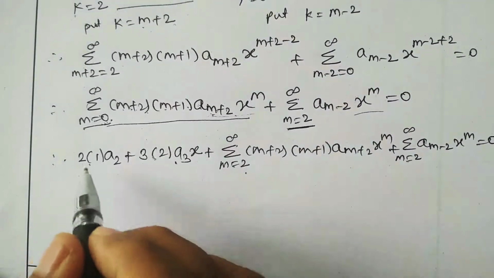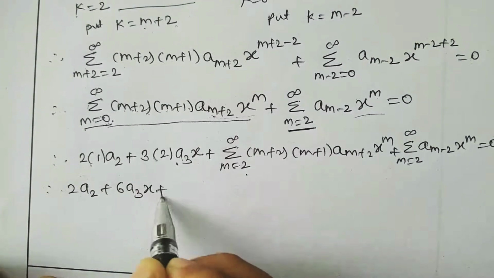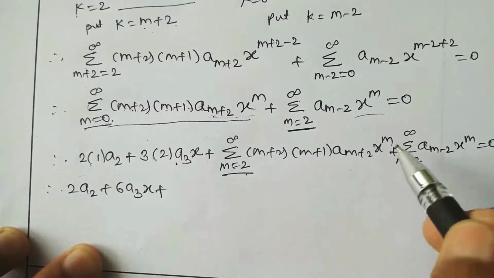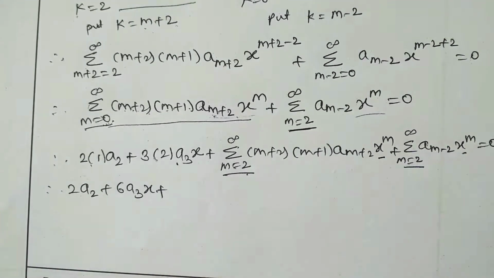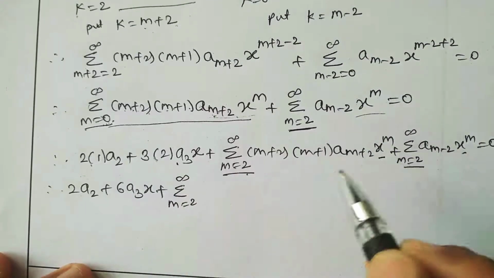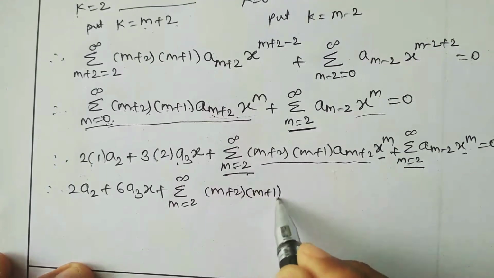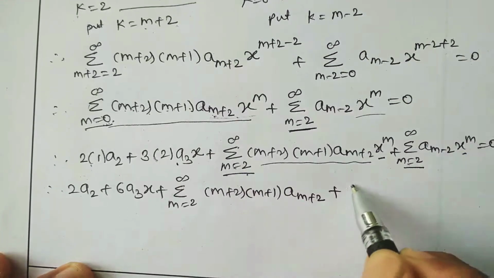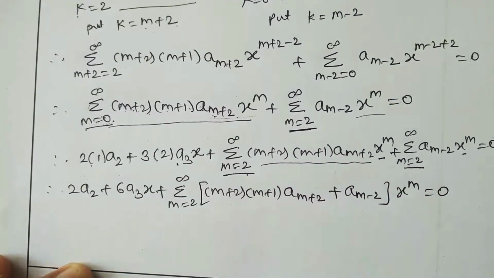Now simplifying, you will get 2 times a_2 plus 6 times a_3 x plus, now both series start from 2 to infinity, and both series contain the power of x to the m. So combining both series, you will get m varies from 2 to infinity. The coefficient of x to the m here is (m plus 2)(m plus 1) a_(m+2), and here the coefficient of x to the m is a_(m-2), into this x to the m, as it is equals to 0.